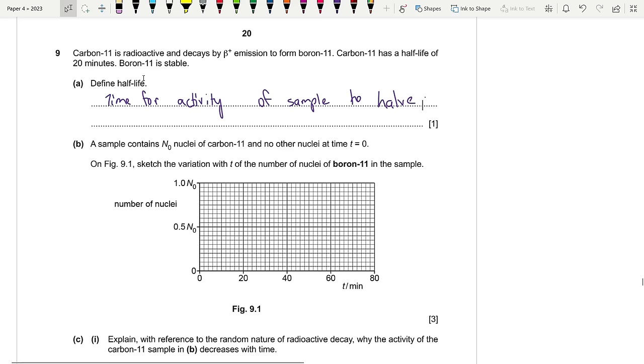Okay, I'll teach you how. So, I'm drawing this for carbon-11 at first. We start from N0, and at 20 minutes, that is the half-life of carbon-11, it's going to become half of its initial value. And at 40 minutes, it's going to be half of that.